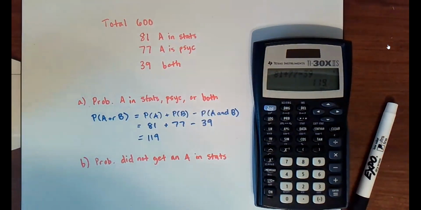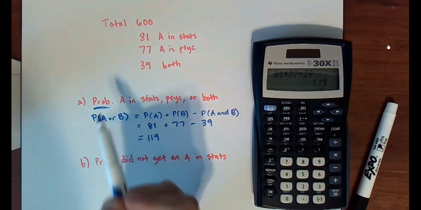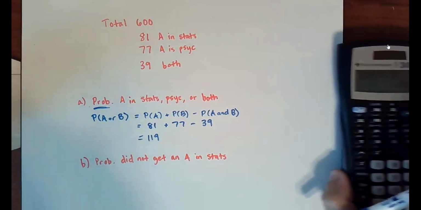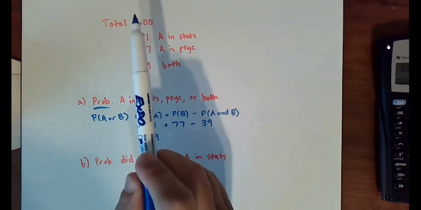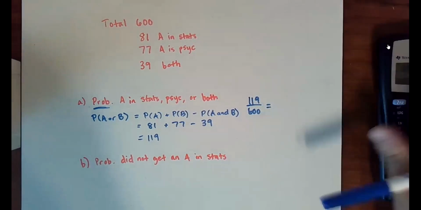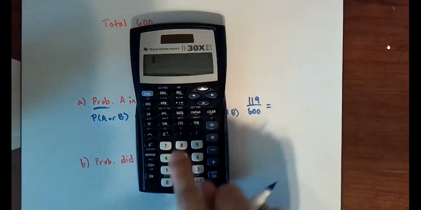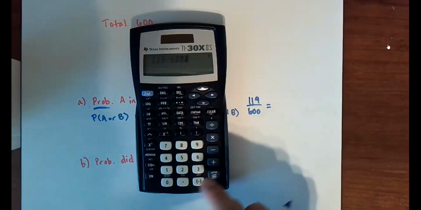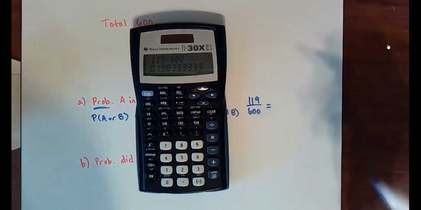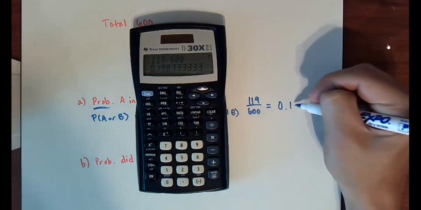I know that that is not my final solution because they're asking for probability. And we know probability is a solution that's in between 0 and 1. So I'm going to take my 119, which is actually my event in this case, and I'm going to divide it by my sample space, which is my total of 600 students. So I'm going to take 119 divided by 600. I'm going to let my calculator do that work for me. And here's our decimal. And of course, our problem had said that we want to round this to 4 decimal places. So 0.1983.